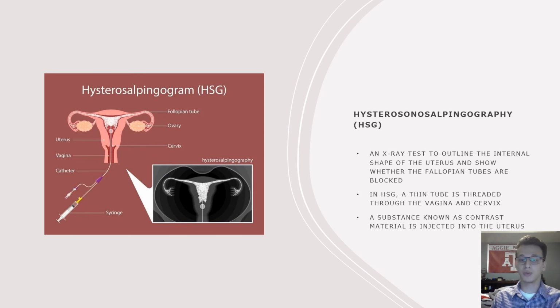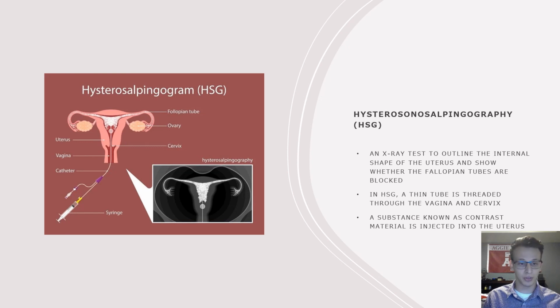Next, we have hysterosalpingography, HSG. I'm going to keep it at HSG just to shorten it up. It's an X-ray test to outline the internal shape of the uterus and show whether the fallopian tubes are blocked. In HSG, a thin tube is threaded through the vagina and the cervix, and then a substance known as a contrast material, or contrast agent, is injected into the uterus, so basically to show the fluorescence and the color to see if the fallopian tubes are blocked, and then just the general anatomy, and make sure everything's looking good in that.